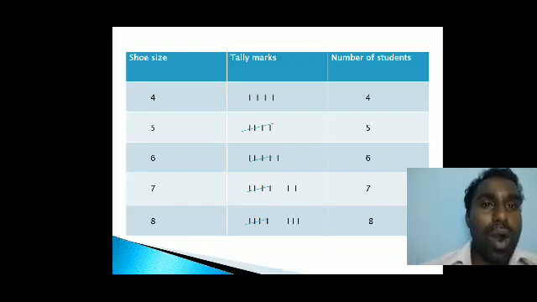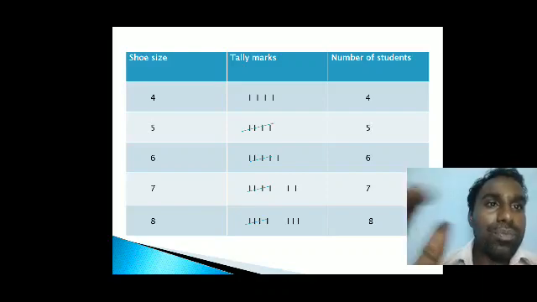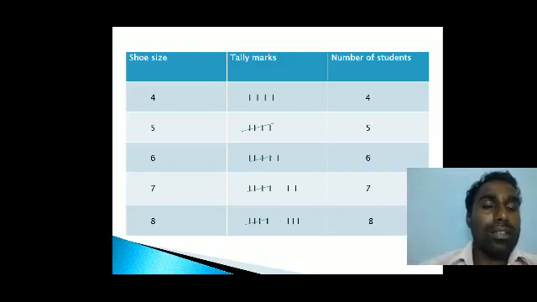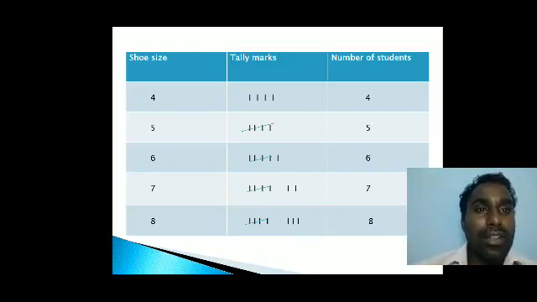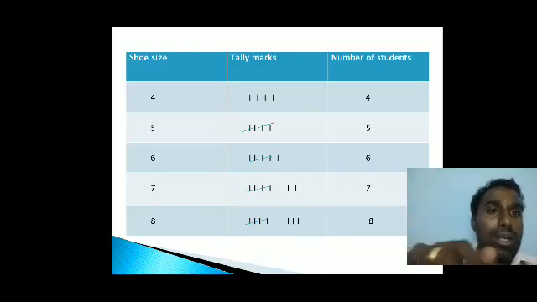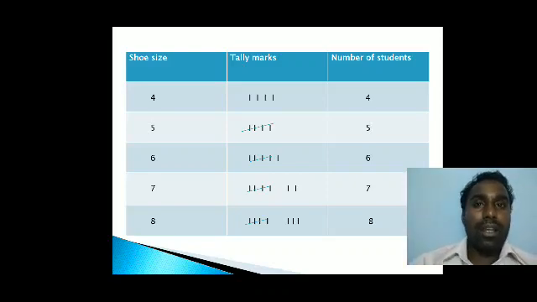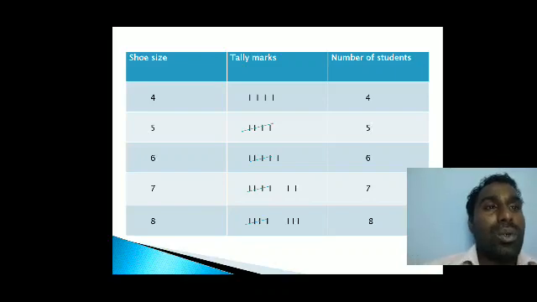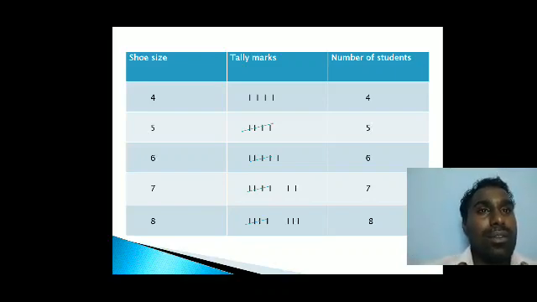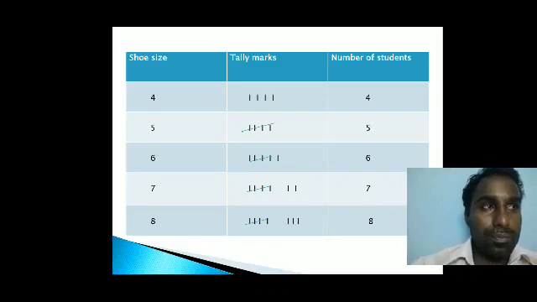So 6 means 1 2 3 4, okay, 5 that cross line, and 6. Okay, that is 6. And 7 means 5 plus 2. Okay, 1 2 3 4 5 and 2. And 8 means 5 and 3. So that is 8. So from this information, what you analyzed, I am going to ask some questions. You have to say the answer.